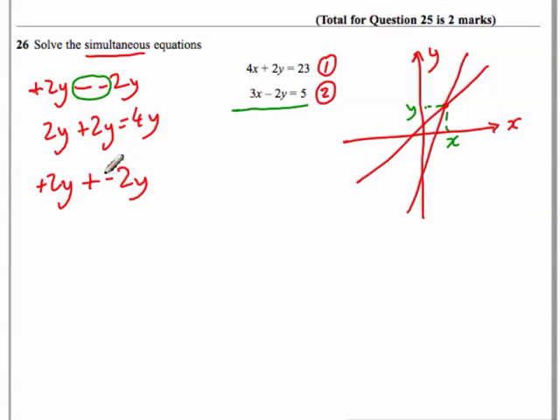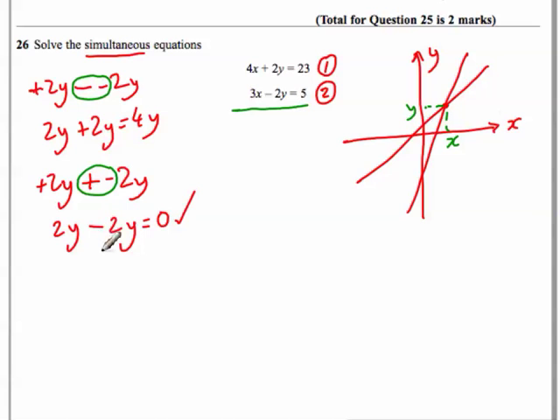Okay, and this time we've got a plus and a minus together. So that's going to turn into a minus, isn't it? So we're going to end up with 2y minus 2y, and 2y minus 2y is nothing. So this is right, isn't it? This is what we want.